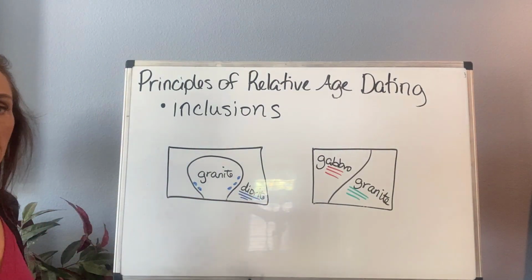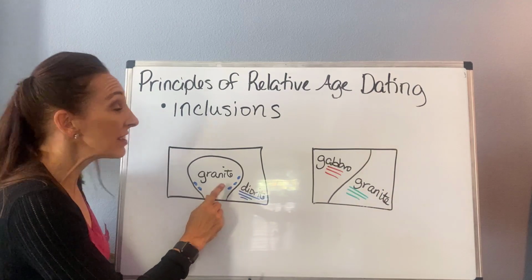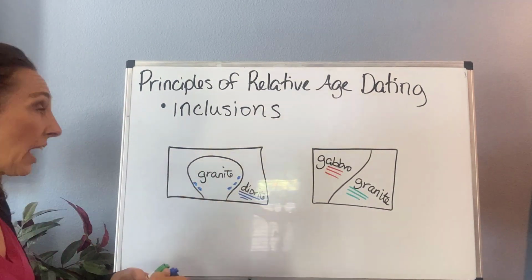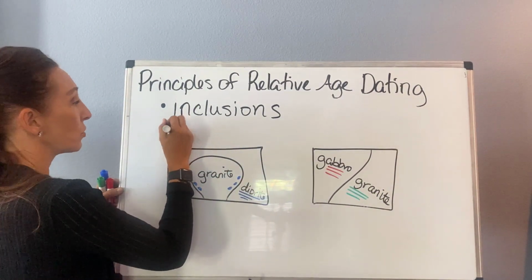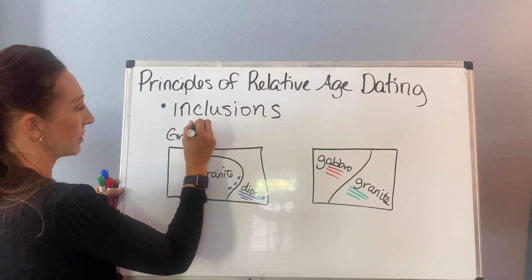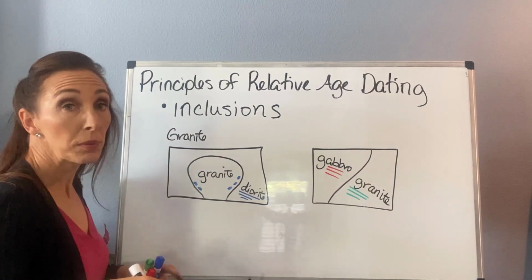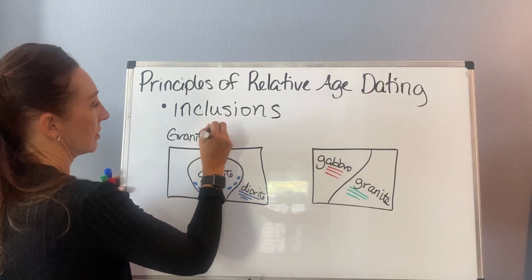From that picture, all of that lines up. Those are the inclusions. They've been included into the younger item. So in this case, the granite is going to be younger than the diorite.